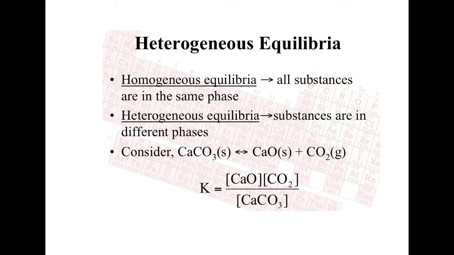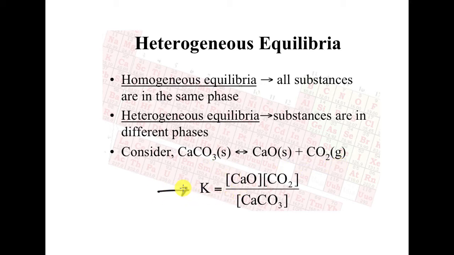All right, so what we're looking at next is what's called heterogeneous equilibria. Sometimes equilibria can be what are known as homogeneous or heterogeneous. Homogeneous means that everything's in the same phase. Heterogeneous means that we have different phases. So if we take a look at an example, calcium carbonate solid breaking down into calcium oxide solid and carbon dioxide gas.